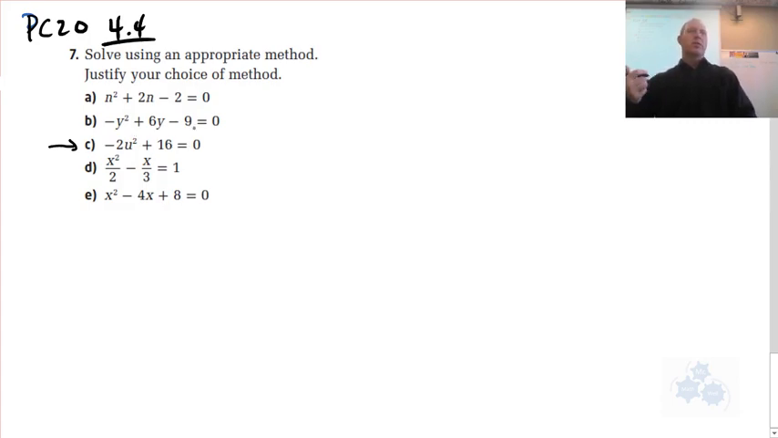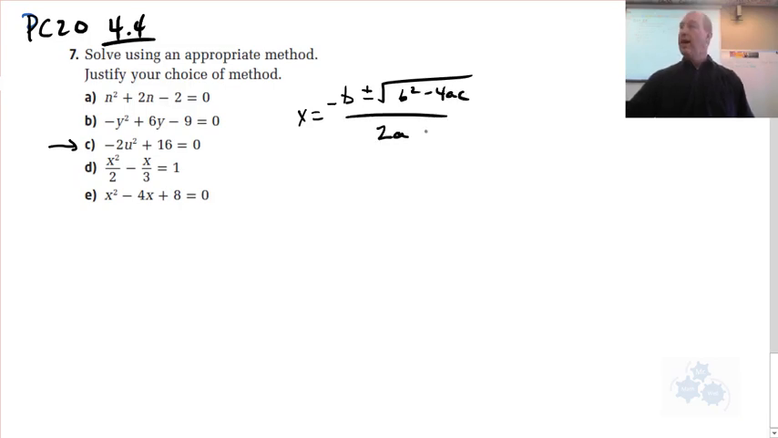We've also completed the square and solved for our variable that way. We've factored and used the zero product principle, and we've also used the quadratic formula. So any way you choose, but this section is quadratic formula, so it might be appropriate to use that. X equals negative b plus or minus root b squared minus 4ac all over 2a.